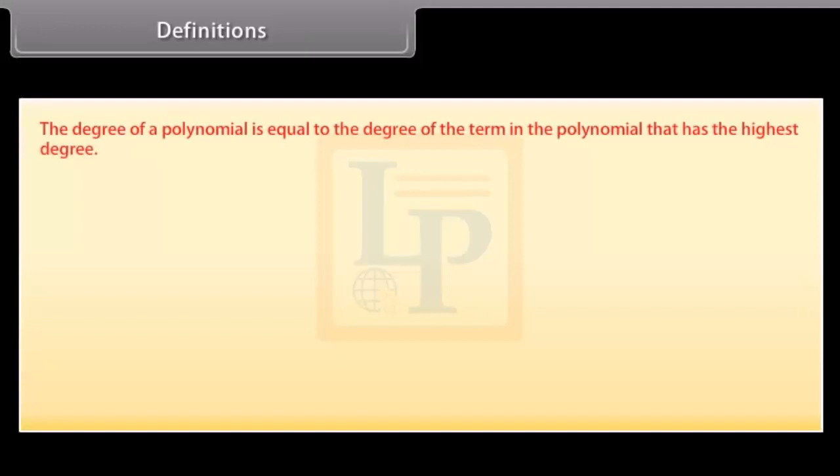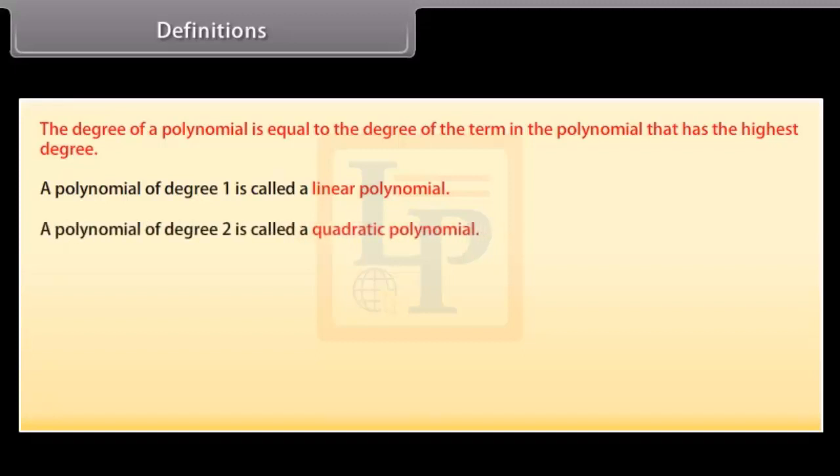Definitions. The degree of a polynomial is equal to the degree of the term in the polynomial that has the highest degree. A polynomial of degree 1 is called a linear polynomial. A polynomial of degree 2 is called a quadratic polynomial. A polynomial of degree 3 is called a cubic polynomial.